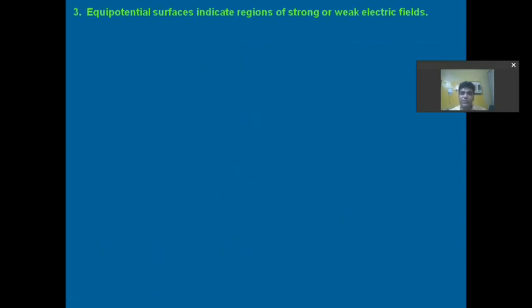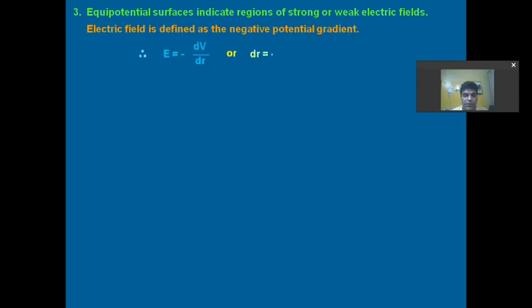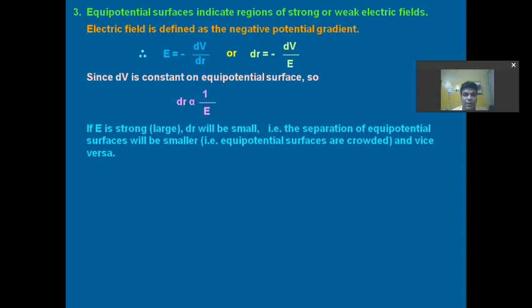Now we come to the next point, the third point. Equipotential surfaces indicate regions of strong or weak electrical field. This is a very important definition. E is equal to negative dV by dr. So if we shift dr here and E here, that means dr is inversely proportional to the electrical field. So equipotential surfaces indicate regions of strong or weak electrical field.